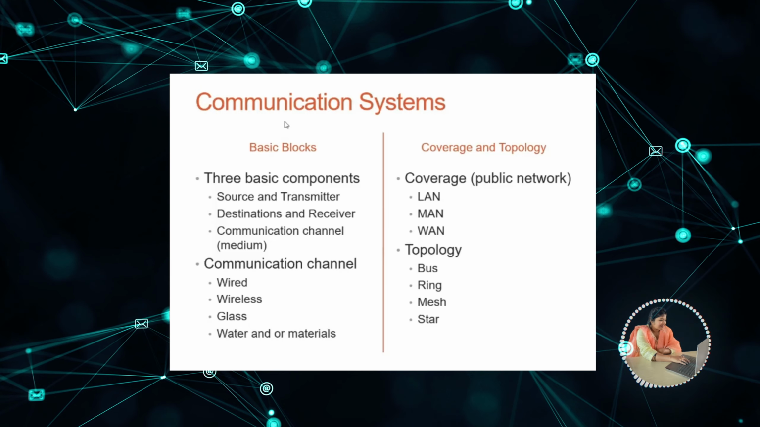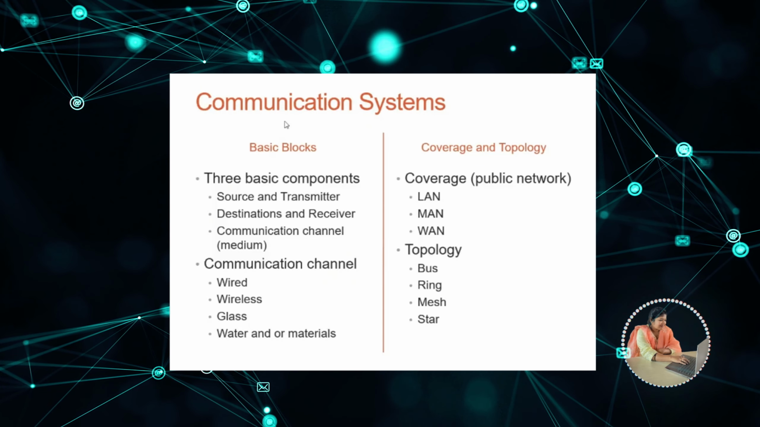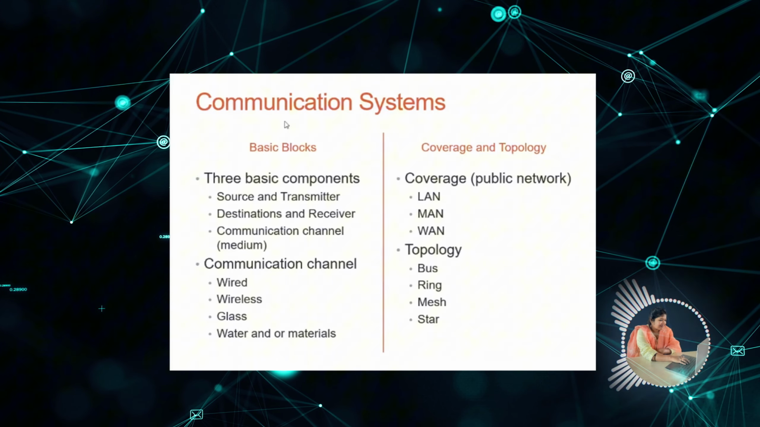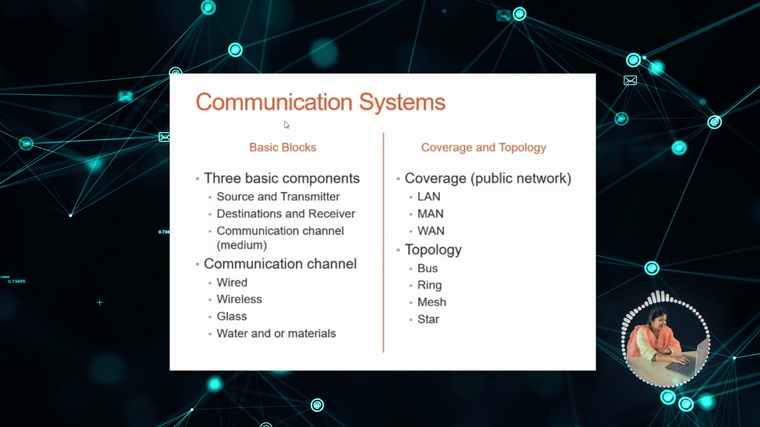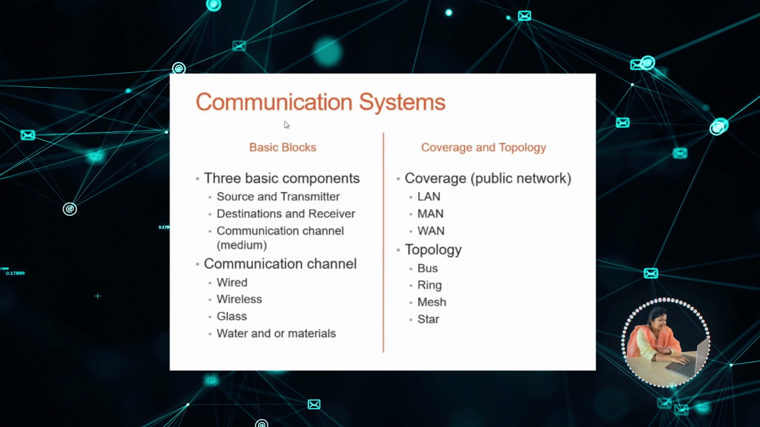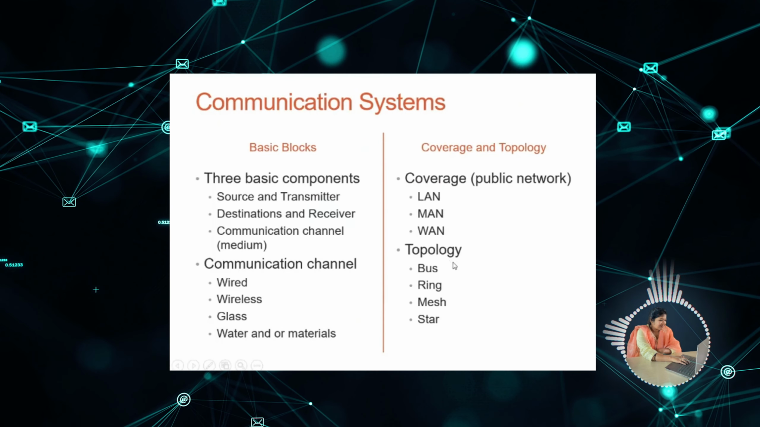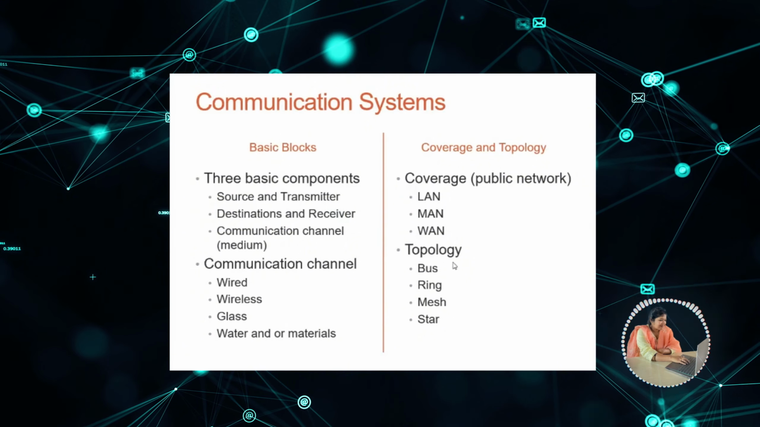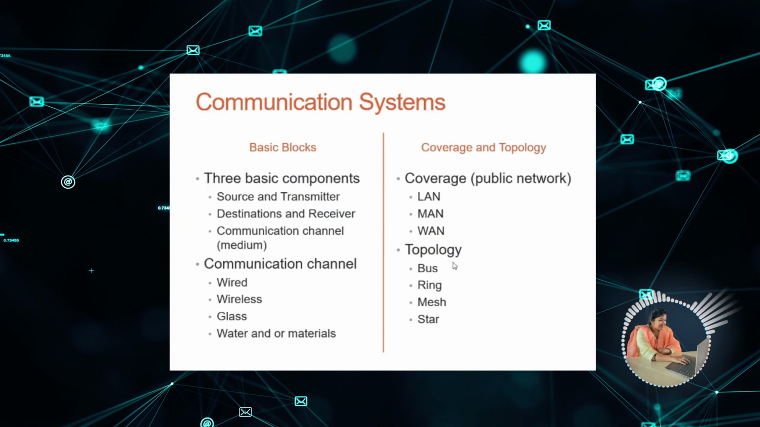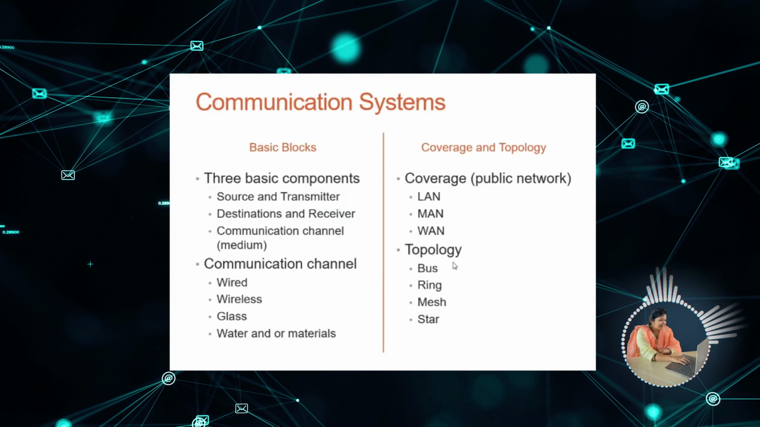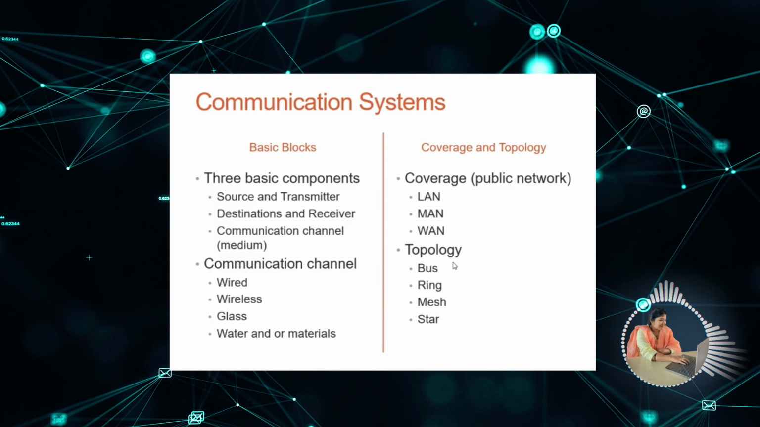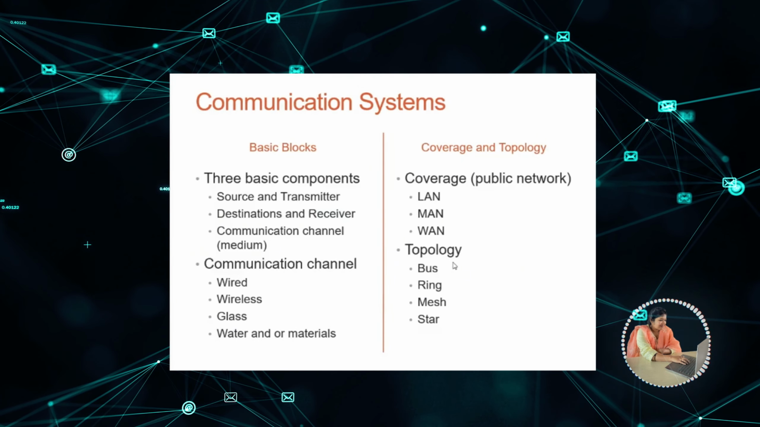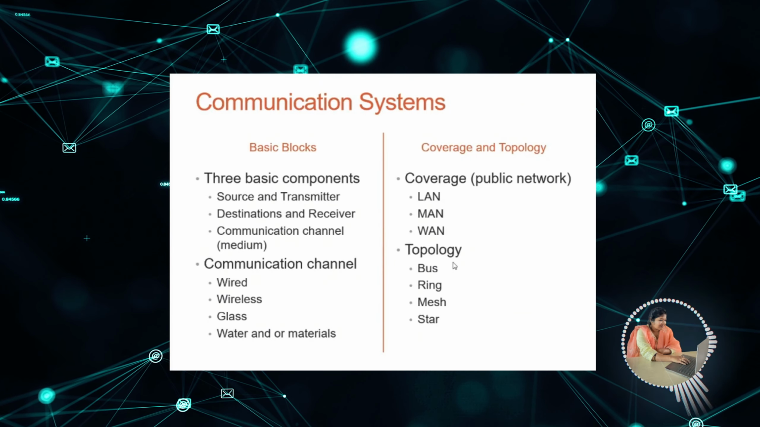So for coverage, of course, for public networks, the first type is a LAN, second is a MAN, and third is a WAN. Everyone knows the long forms of LAN, MAN, WAN. Now topology means what physical architecture we are using, that means how one node is connected directly to another node: bus topology, ring topology, mesh topology, star topology. These different topologies are there.